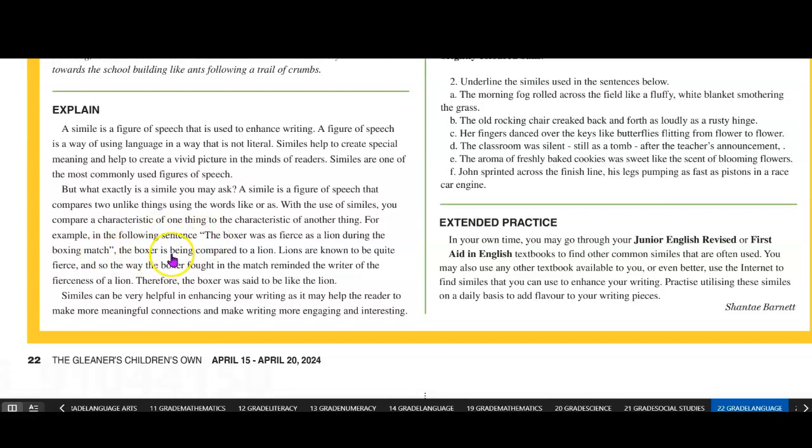For example, in the following sentence, the boxer was as fierce as a lion during the boxing match. The boxer is being compared to a lion. Lions are known to be quite fierce. So the way the boxer fought in the match reminded the writer of the fierceness of a lion. Therefore, the boxer was said to be like the lion. Similes can be very helpful in enhancing your writing as it may help the reader to make more meaningful connections and make writing engaging and interesting.